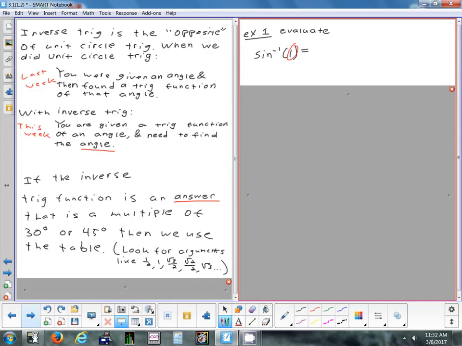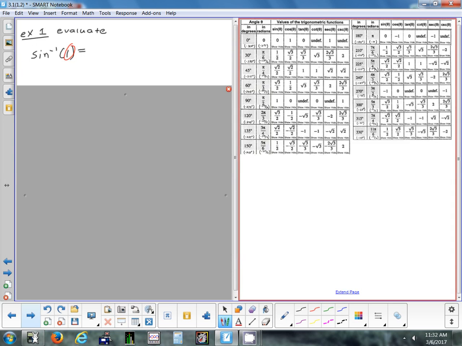Okay, so to figure this out, what you do is go to your column for sine. So you go to your sine column, and then go down until you find a 1, and then read the angle that's across in that row. So what's the inverse sine of 1? 90. Go down this column, find the 1, go over to the angle, 90 degrees.